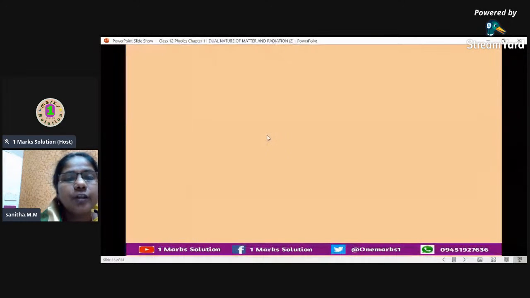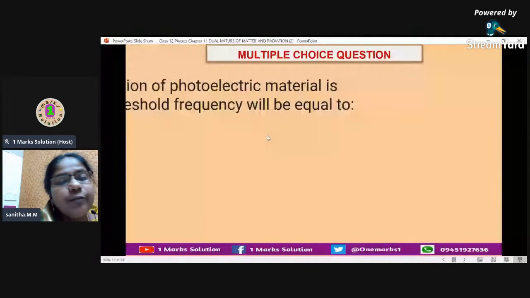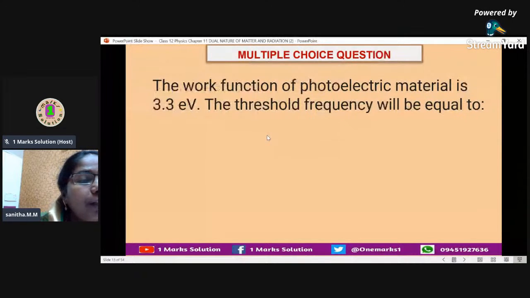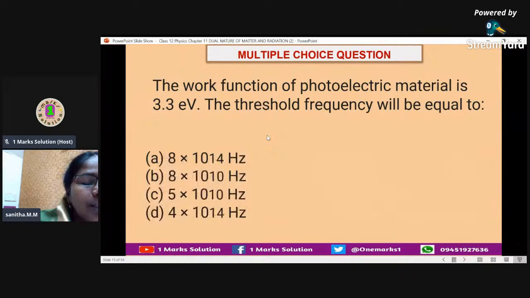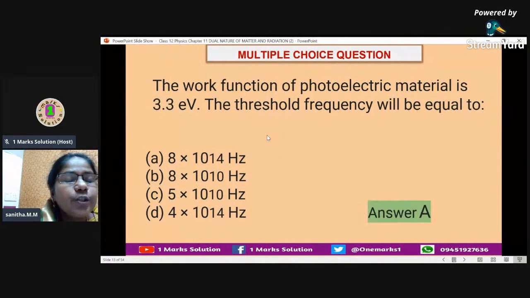Now, multiple choice questions. The work function of a photoelectric material is 3.3 electron volt. The threshold frequency will be equal to, so many choices are there. You can do it very simply. E is equal to h nu is the equation for the photon. But here it asks for the threshold frequency, so nu we can find from E is equal to h nu. So nu is equal to E by h. By calculating, you will get the answer 8 into 10 raised to 14 hertz. But you should be very careful that 3.3 electron volt is given.